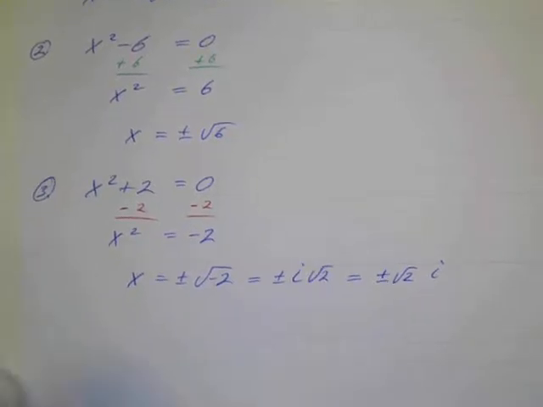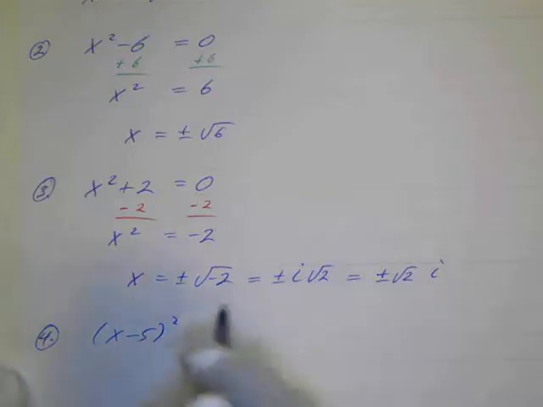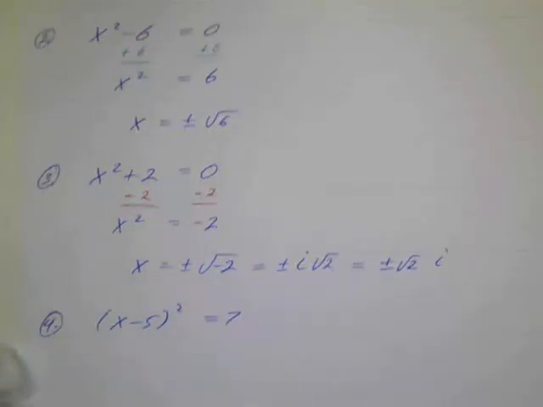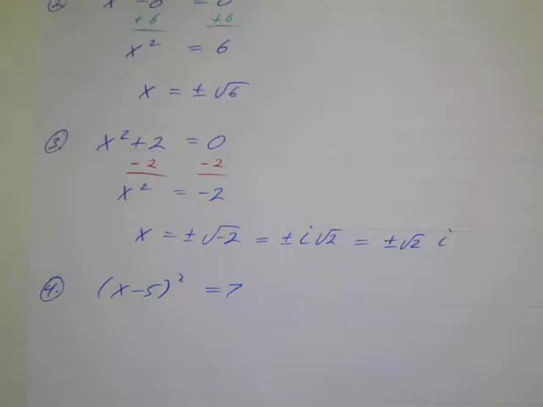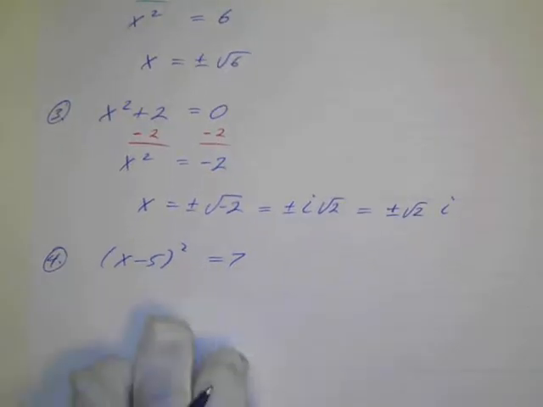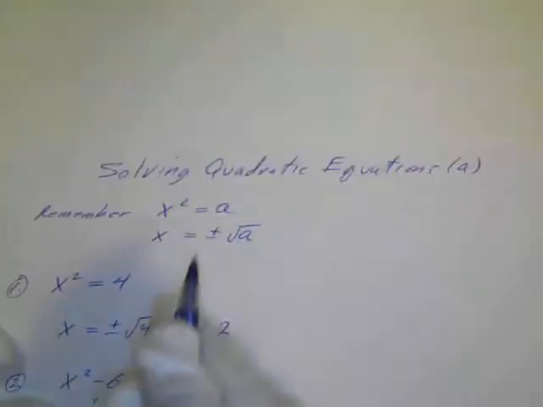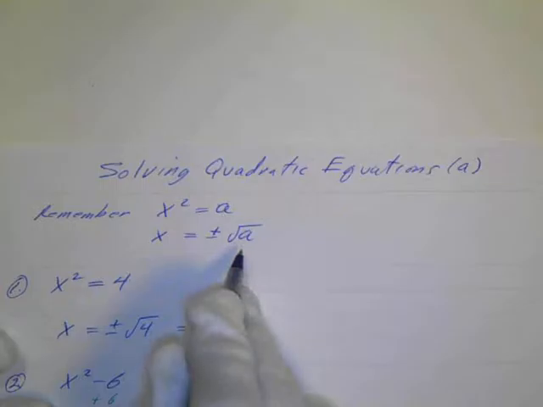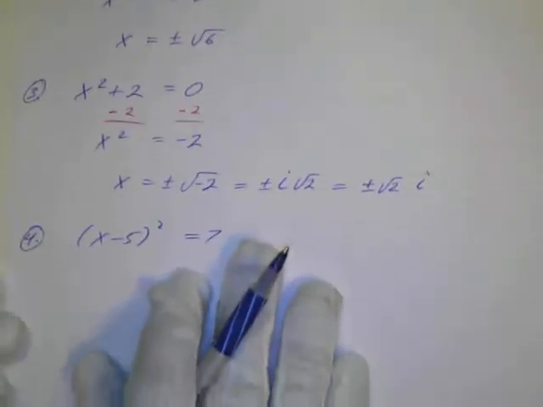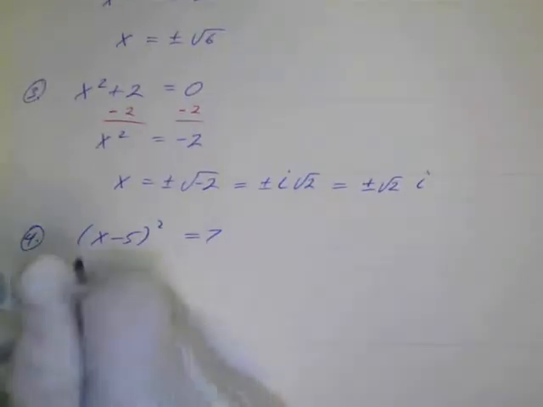And then number 4. x minus 5 squared. So now we got a binomial squared equals 7. So we get down to a point like this in a quadratic equation after some simplifying, etc. We're just going to apply this rule again. If something squared equals a, that something equals plus or minus the square root of a. So in this case, my something is x minus 5.